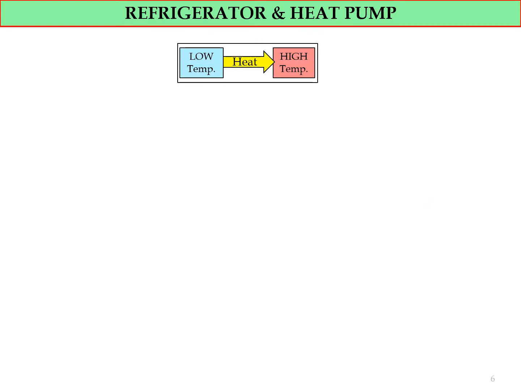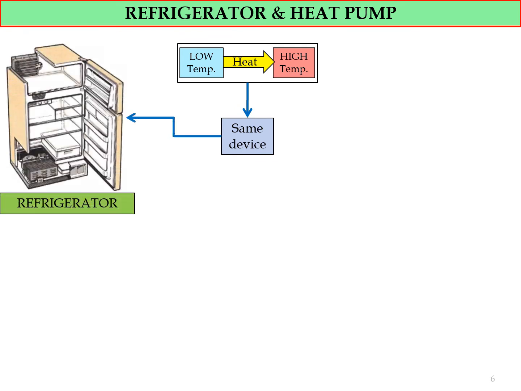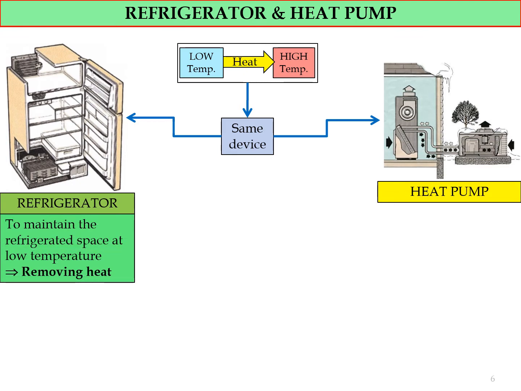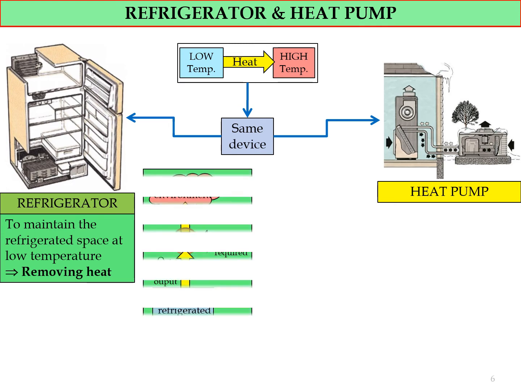Refrigerator and heat pump. As we all know, in normal cases, heat is transferred from a high temperature medium to a low temperature medium. However, for the refrigerator and heat pump, the heat from the low temperature space is absorbed by the refrigerant and transferred to the high temperature space. So we have the same device using the same principle, which is the refrigerator and also the heat pump. The refrigerator's function is to maintain the refrigerated space at low temperature by removing heat from the refrigerated space and transferring it to the surroundings.